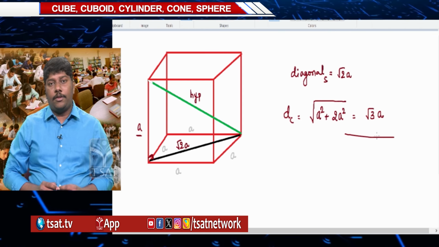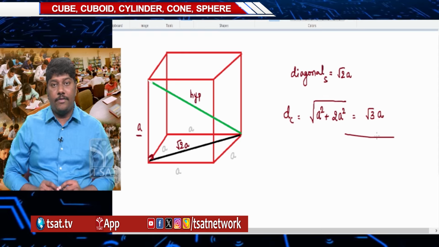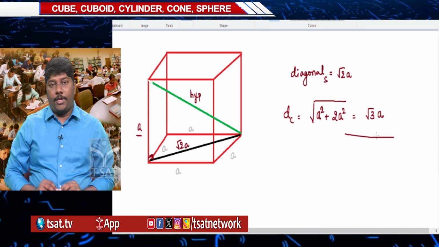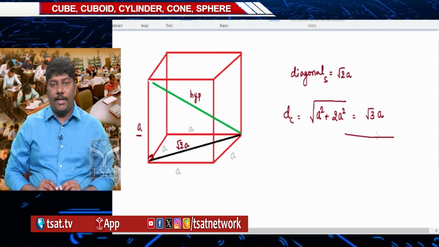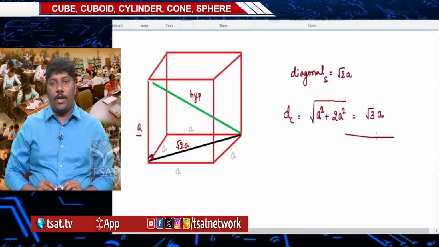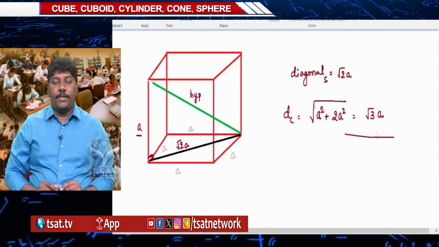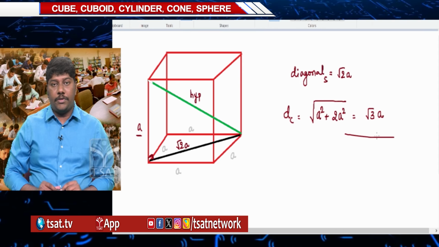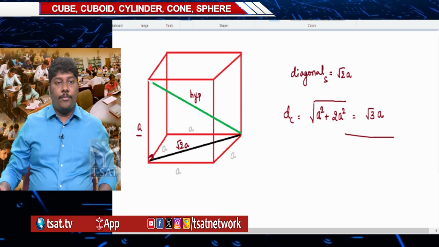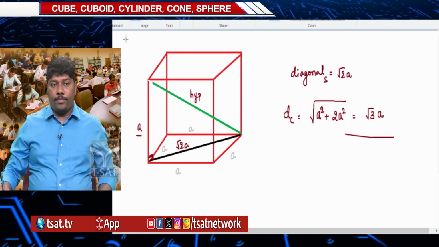It is not only the diagonal of the cube, this is the largest length which is possible inside a cube. If they ask you the length of the rod which you can put in a cube of side a, the length of a rod which can be inserted in a cube of side a is equal to root 3 times a. So, these are the very important formulas related to the cube.